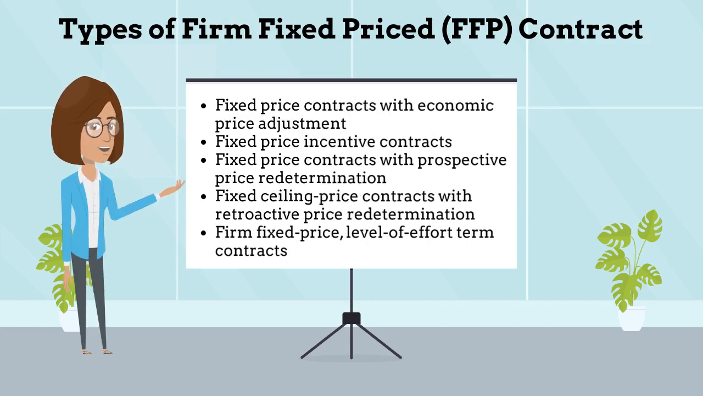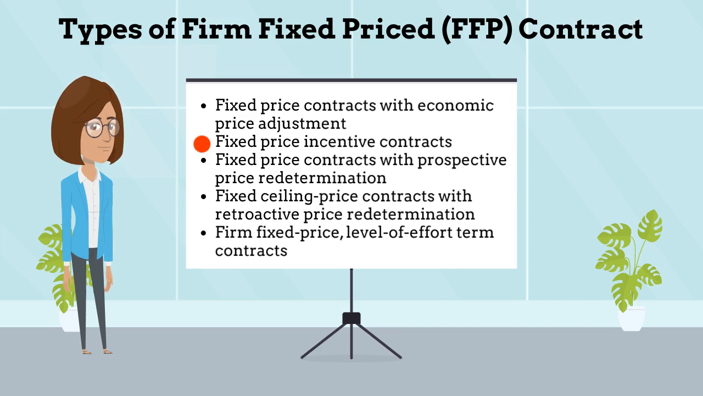What types of firm fixed price contracts are available? There are a few different types of firm fixed price contracts that can be utilized. These types include fixed price contracts with economic price adjustment. This contract provides for upward and downward revision of the stated contract price upon the occurrence of specified contingencies.